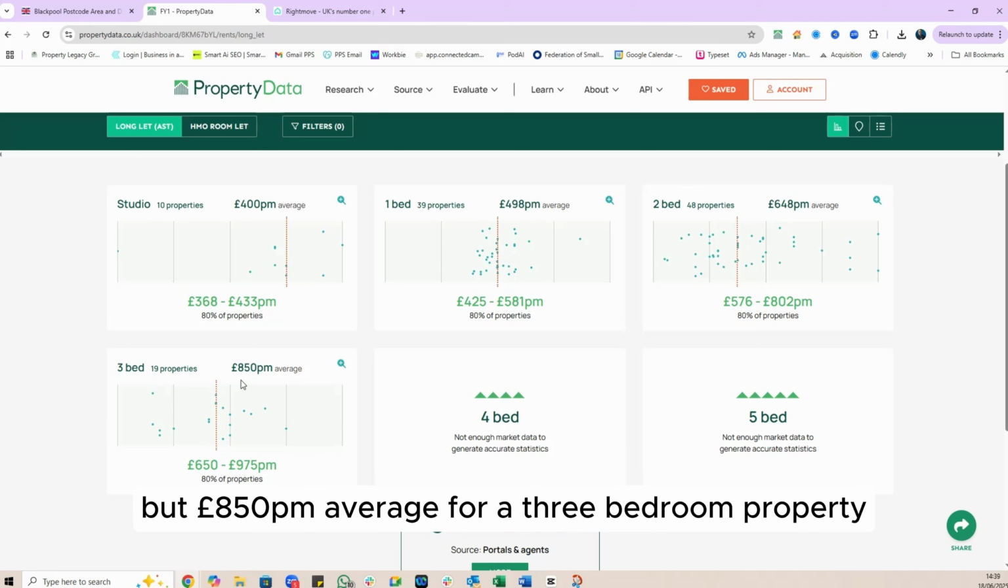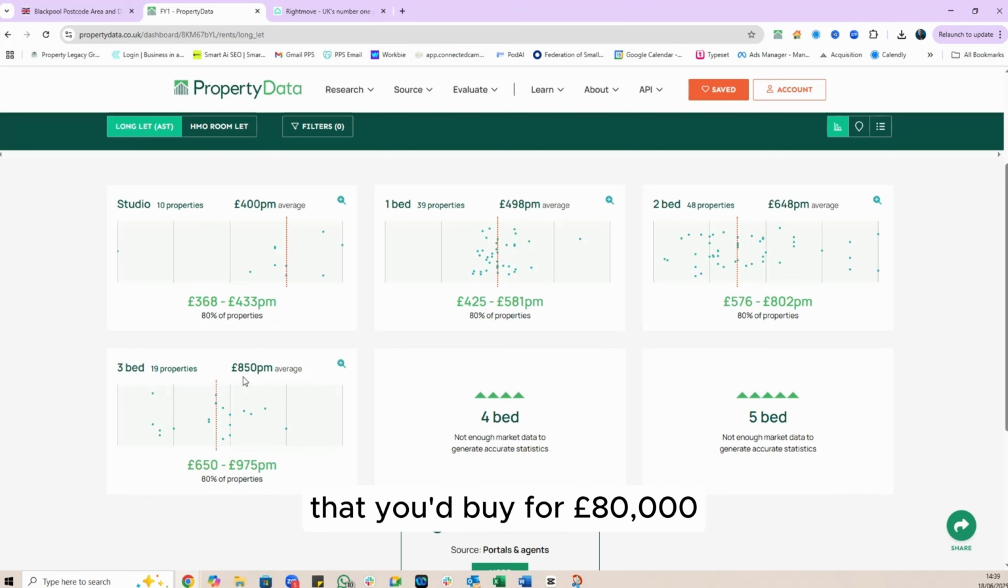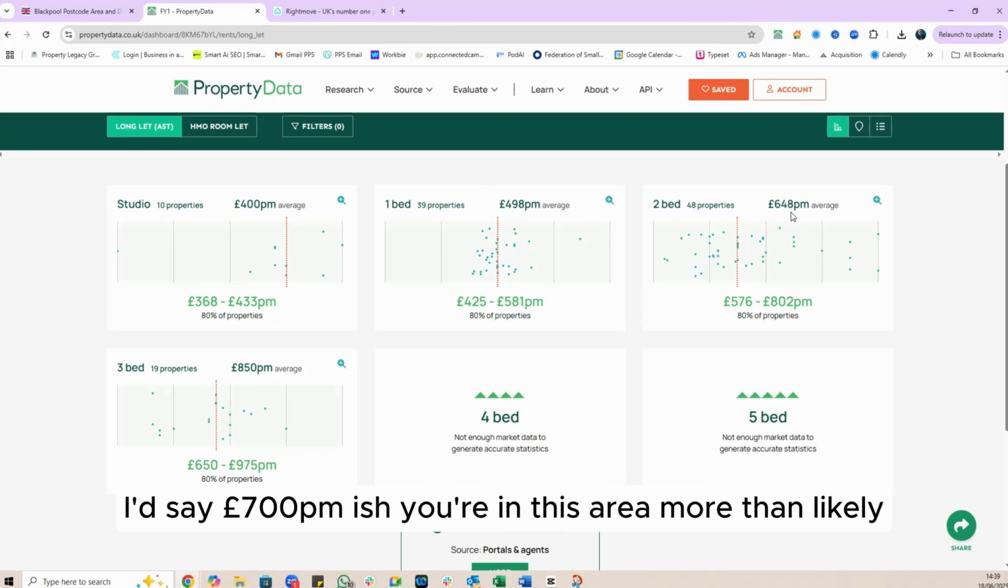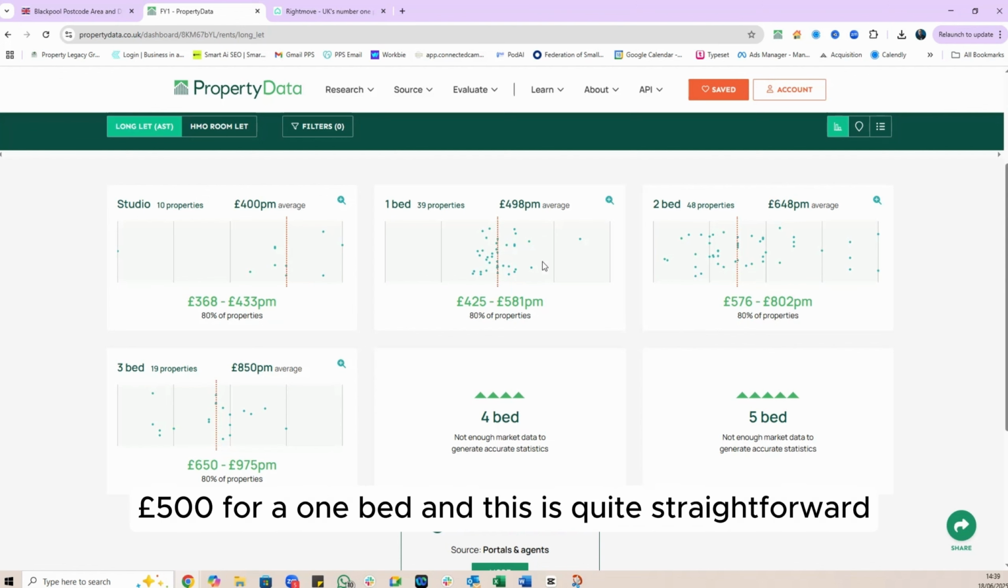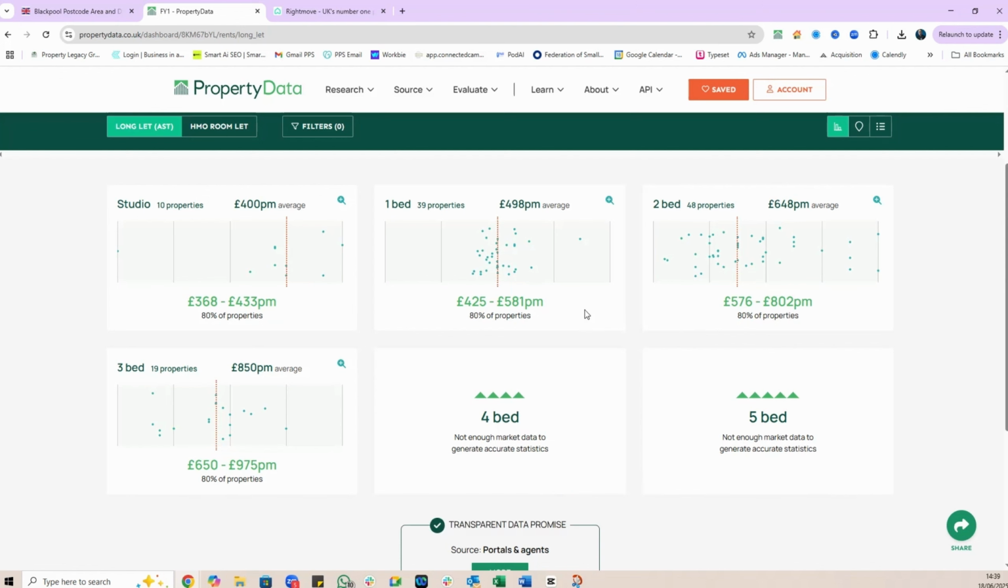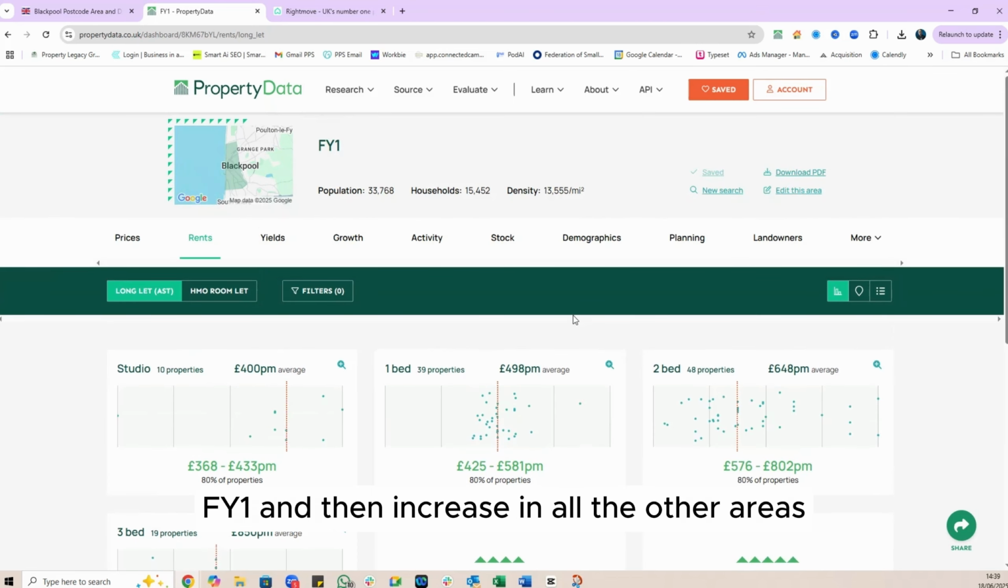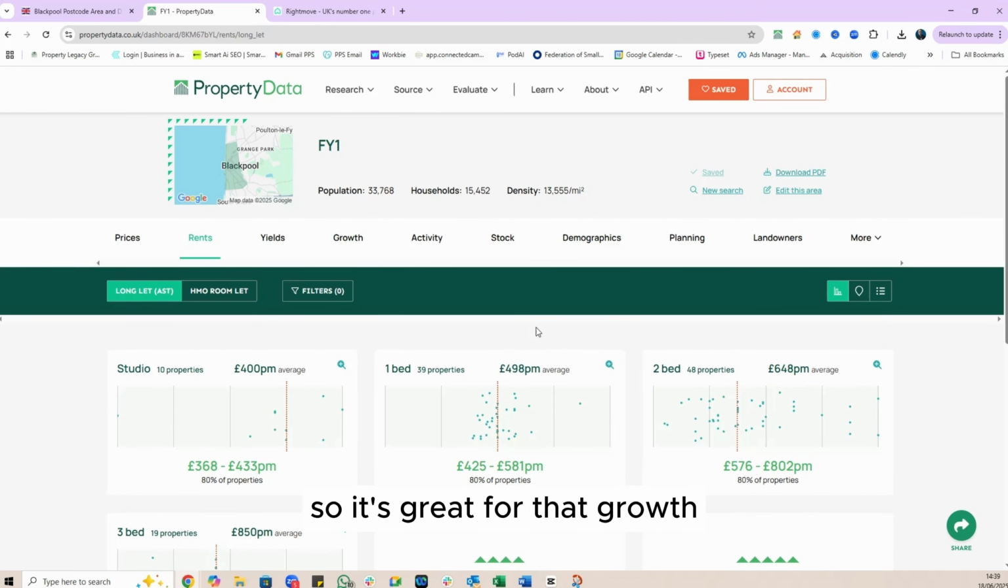But 850 average for a 3 bedroom property that you'd buy for 80 grand, it's decent returns. 650 for a 2 bed, I'd say 700-ish in this area more than likely, but still good rates. £500 for a 1 bed, and these are quite straightforward. You'd get through FY1 and then it increases in all the other areas. So it's great for that.